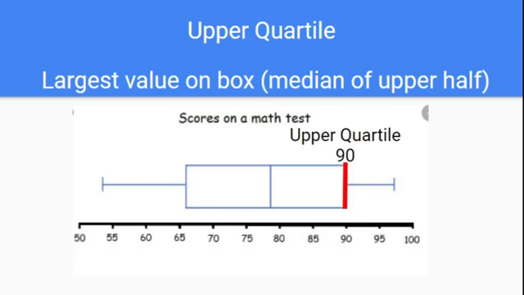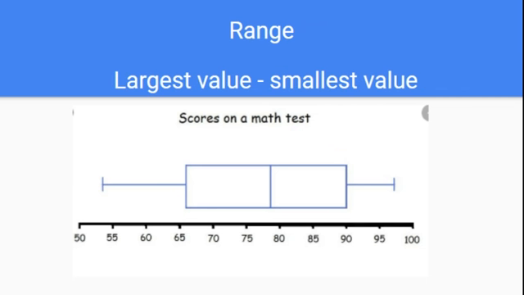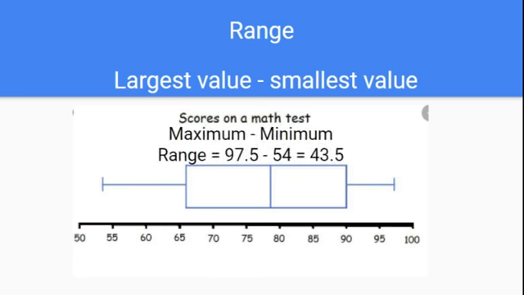You may remember this from in the past, but in order to find your range, this is your largest value minus your smallest value here. The largest value on your box and whisker plot was your upper extreme, which was 97.5. And then your lower extreme is the smallest number, so that'd be 54. The range is just how spread out your data is. So you can subtract those two: 97.5 minus 54, so you'll get 43.5 for the range.